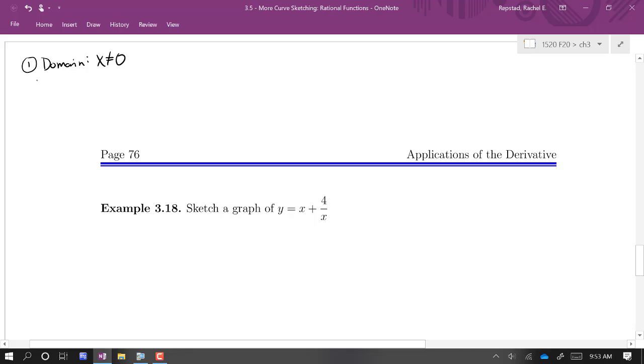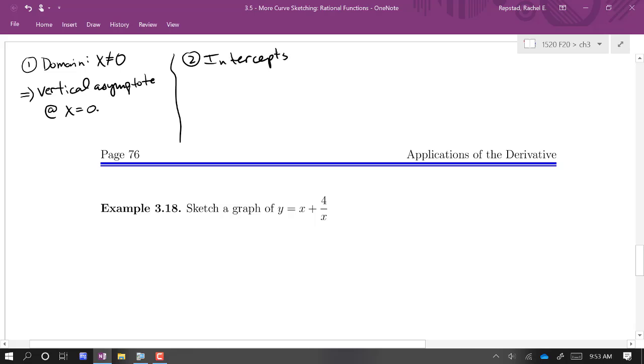And because a value of x equal to 0 would cause us to divide by 0, that means that we have a vertical asymptote at the line x equals 0. That's the y-axis. Our next step is to find the intercepts. Now, 0 is not in the domain, and that means there's no y-intercept.